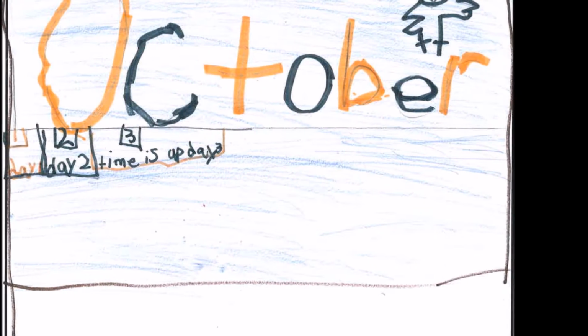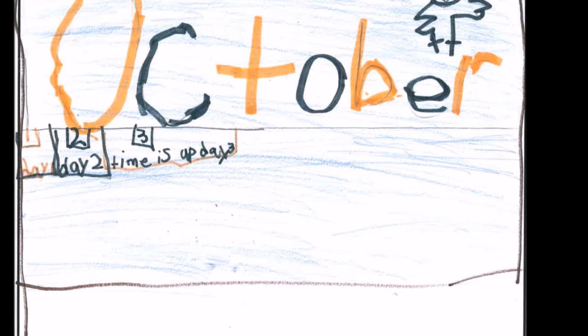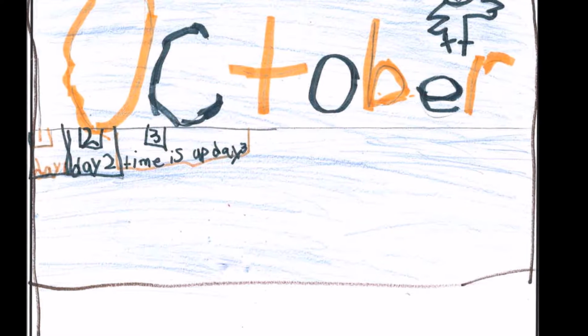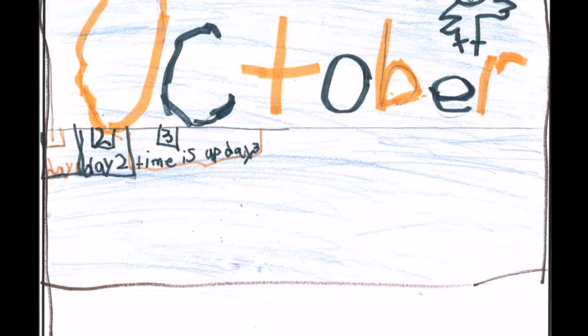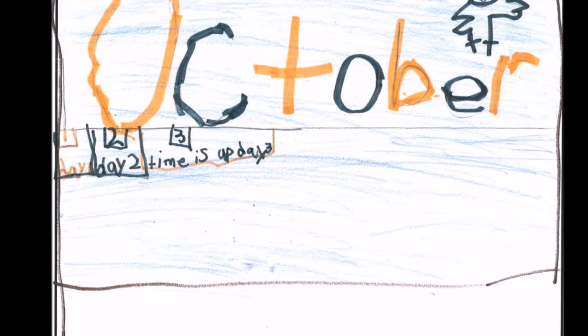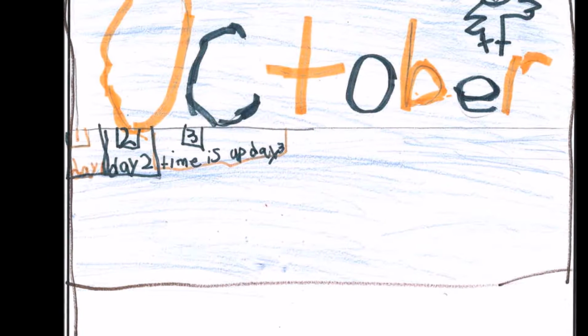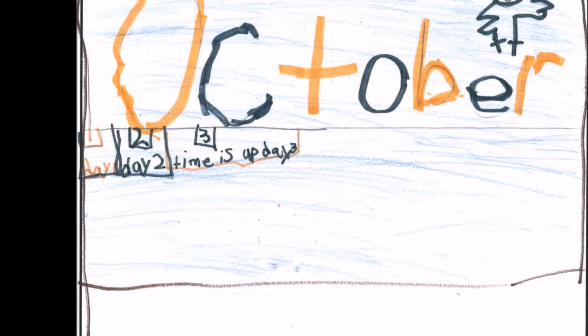The number 3 is one of the elements of a fairy tale. In the fairy tale Rumpelstiltskin, I drew a 3-day calendar because the miller's daughter had 3 days to guess Rumpelstiltskin's name.